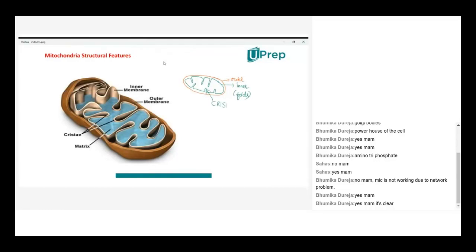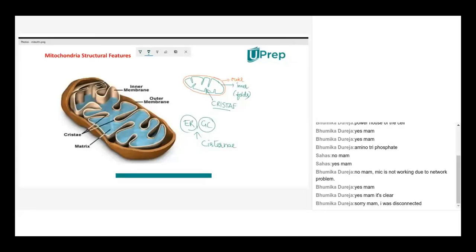Cristae. So this word I mentioned while we were discussing the endoplasmic reticulum and Golgi complex. In these cell organelles, you'll have a structure called cisternae, if you remember the structural aspect. Yes, did you remember these words, Bhumika? The cisternae word. Cisternae are part of the endoplasmic reticulum and Golgi complex. Isn't it?